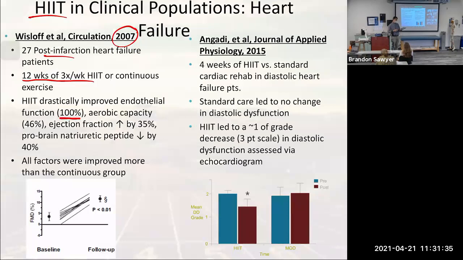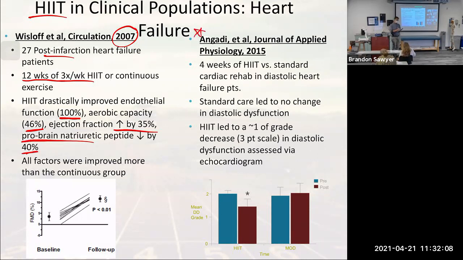So they doubled their FMD. Their VO2 max went up by almost 50%, which is an incredible increase in VO2 max. We don't expect to see that even with a year of training. We typically might expect to see 20 to 30%, but to go up almost 50% in just 12 weeks was pretty incredible. Their ejection fraction in the heart went up by 35%. So that's that contractility. This is just a marker of heart failure, went down by 40%. So pretty drastic improvements with that. And that was all in the HIT group.